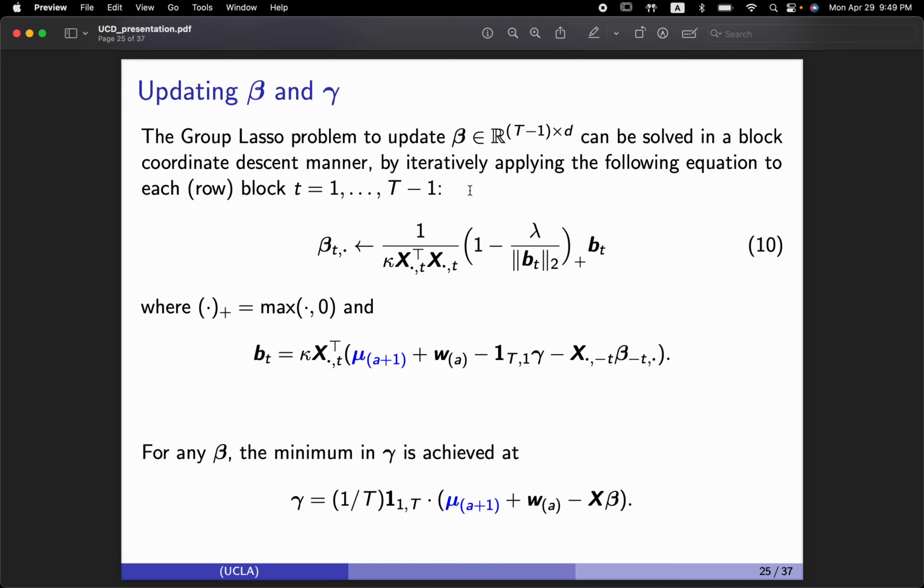And then the beta can be updated in the following way. And we can iteratively apply the following equation to update each row of the betas as a block coordinate descent. And then once we update the beta, we also have a closed form solution for updating the gamma. So here I just want to point out that, as you can see, the updates for the slack variables do not require the network data, and they primarily rely on the previous update of the prior parameters.